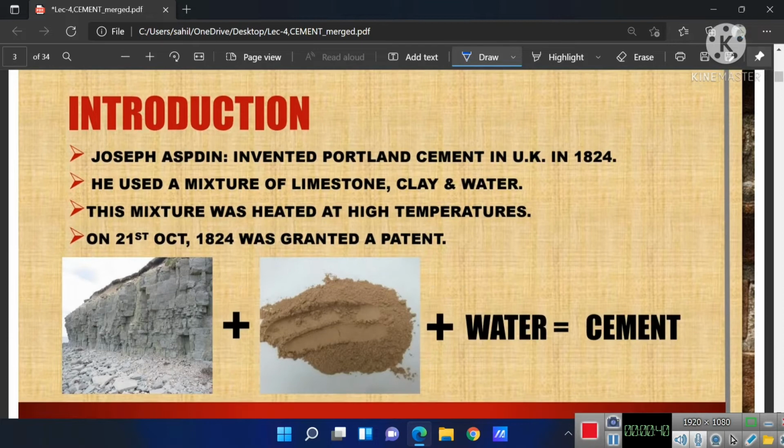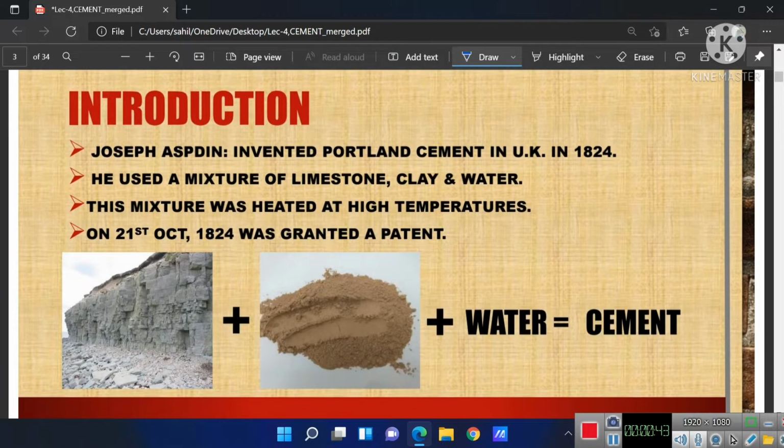Now here are some historical facts about cement. The first point is that a man named Joseph Aspdin, who lived in the UK, invented the Portland cement, and it was in the year 1824. Now here is a short story of how he formed the mixture, which is now known as cement. First of all, he used a mixture of limestone, clay, and water. Then he heated them at a high temperature, which then formed cement.